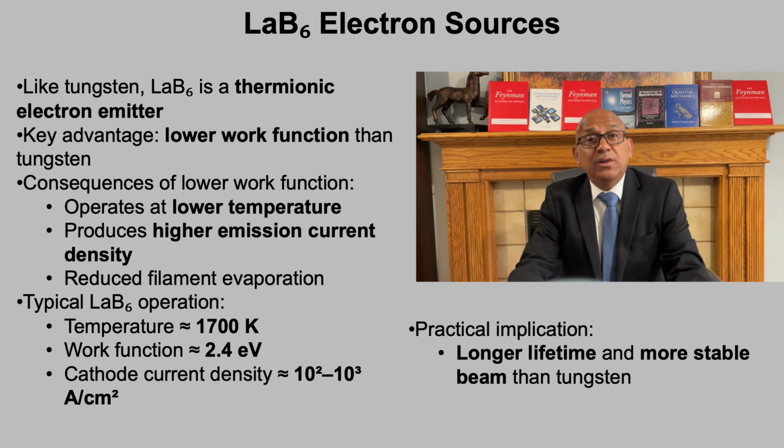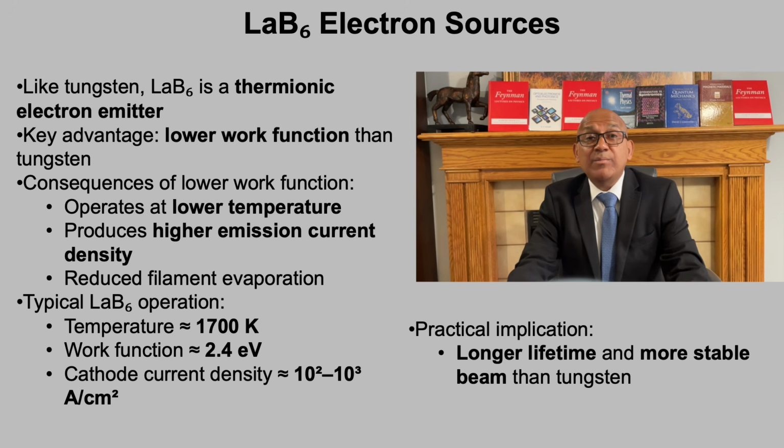LaB6 sources follow the same thermionic emission principle as tungsten, but with an important materials advantage. The key difference is the lower work function of lanthanum hexaboride. Because electrons require less energy to escape from the surface, LaB6 filaments can operate at significantly lower temperatures than tungsten while still producing a strong electron emission.